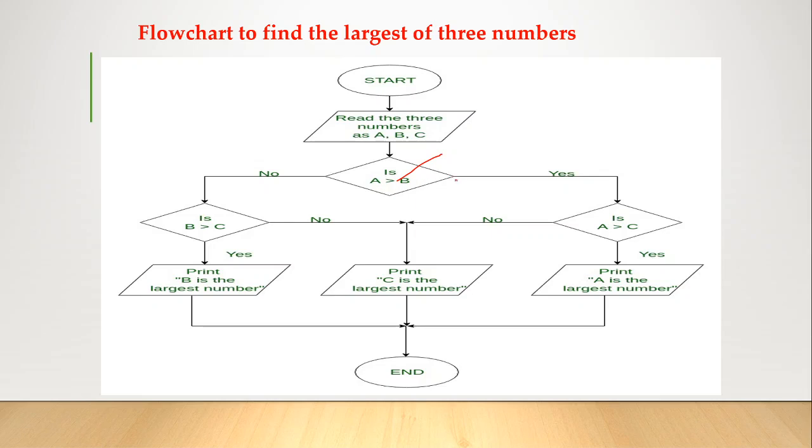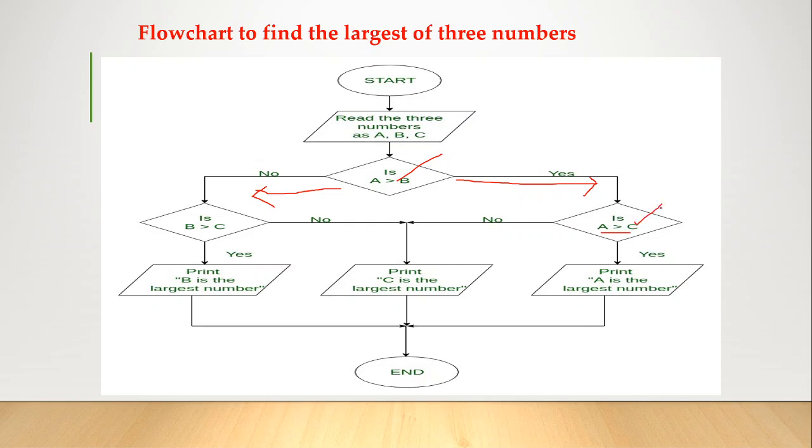If this condition is true, then flow goes in this right direction, and if this condition is false, then the flow goes in the left direction. If the condition is true, then there is also a decision table. Next, is A greater than C?